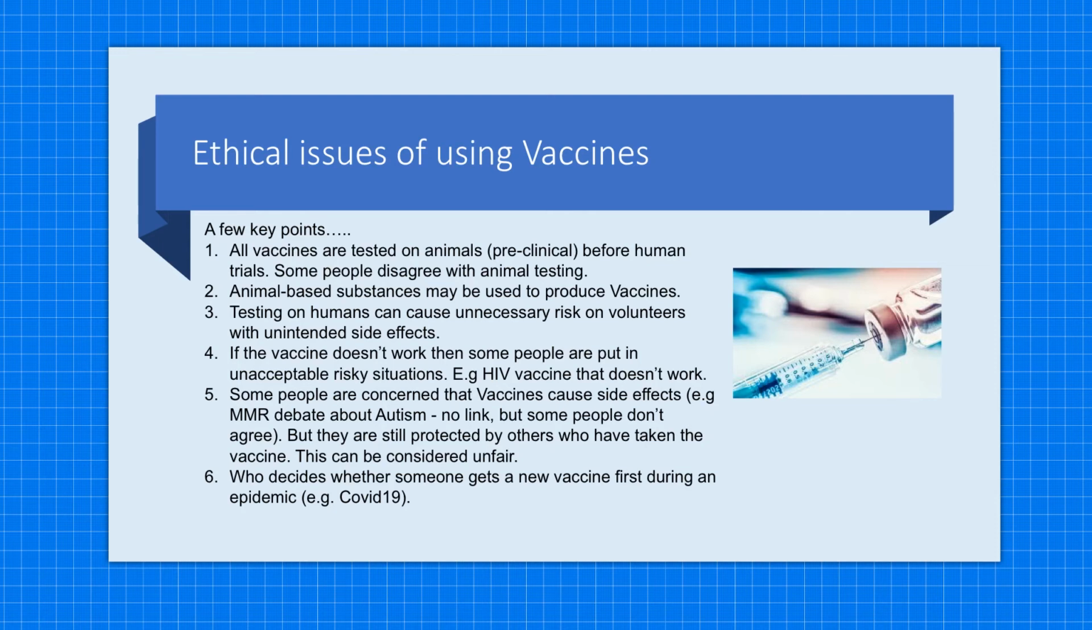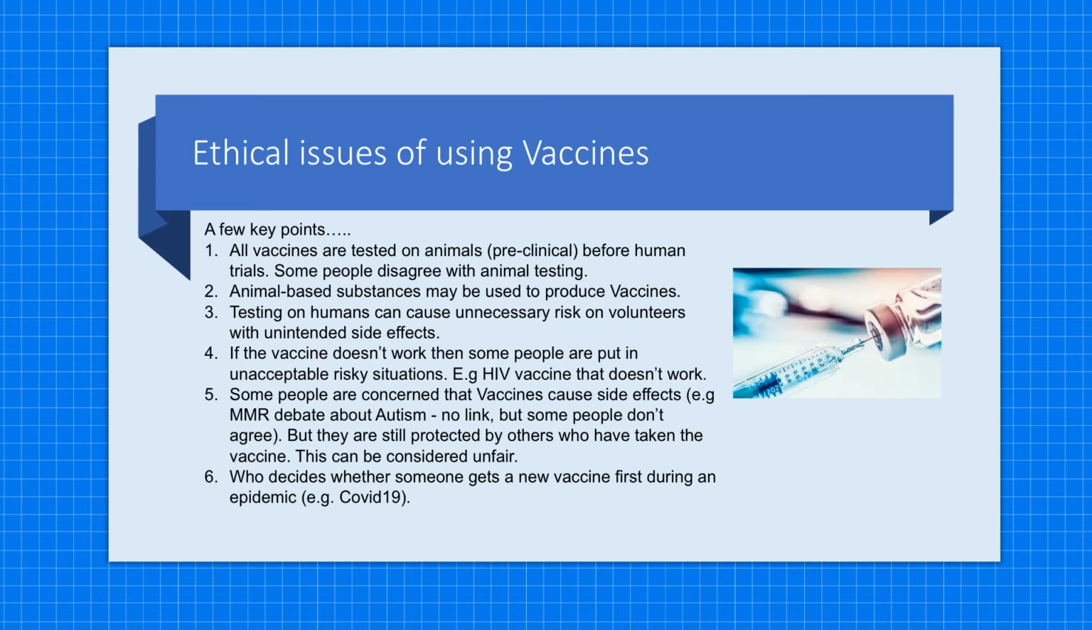The other thing is parents who choose for their children not to have a vaccine are still protected by others who have taken the vaccine. And could this be considered unfair in terms of the risk that people are taking to take the vaccine for those who wish not to take the vaccine?